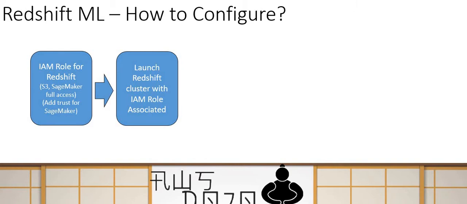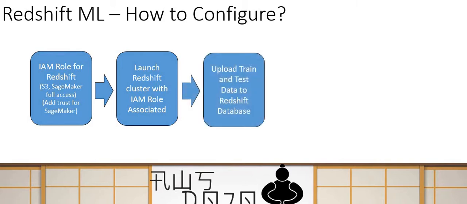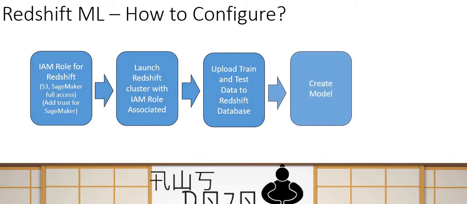Once you have created the IAM role, you launch a Redshift cluster with this IAM role associated. Then you upload your train and test data to the Redshift database. Then you simply create a model. Right inside Redshift, you create your model. That means you're training your model based on your training data.